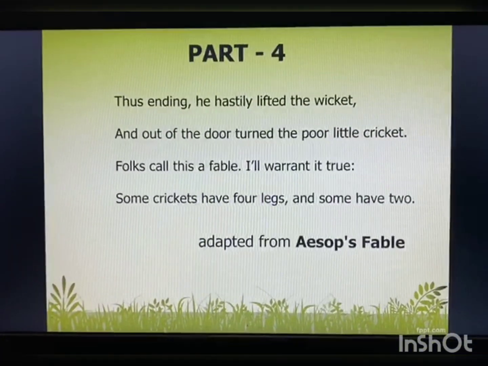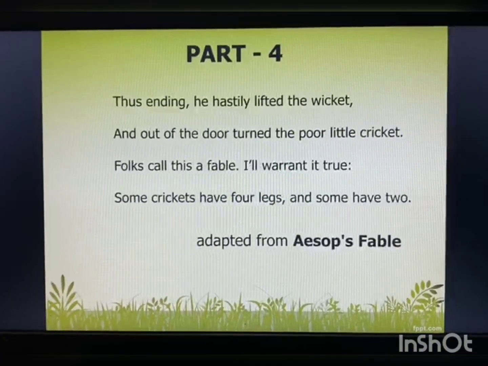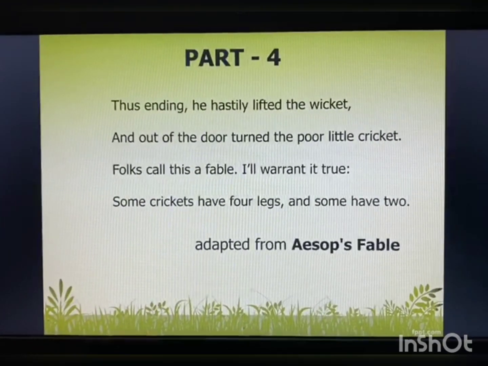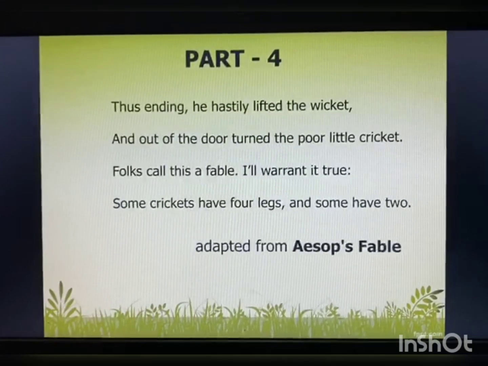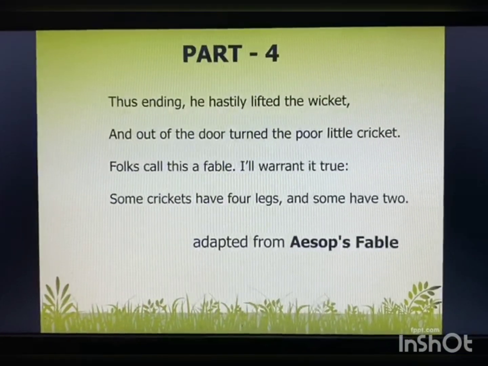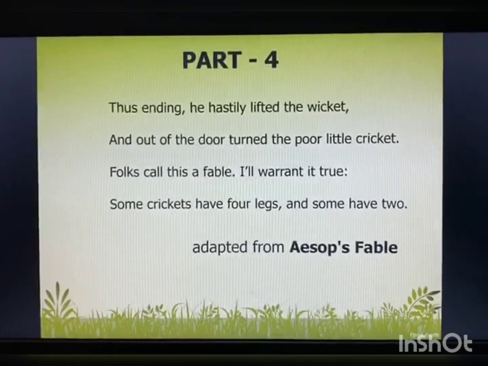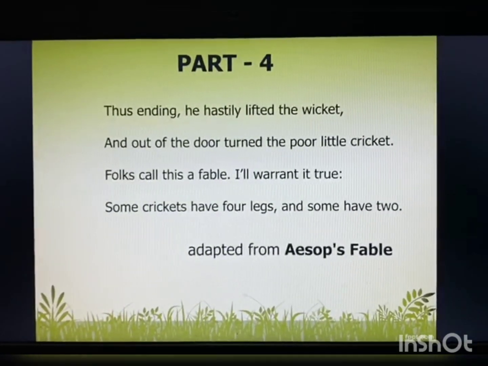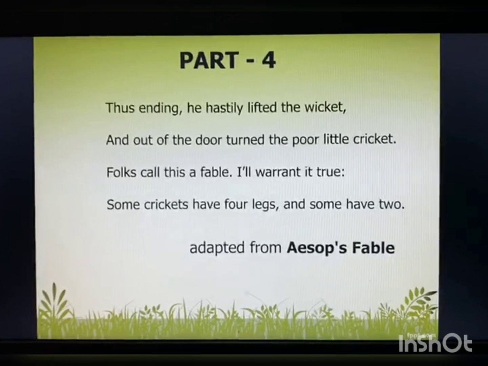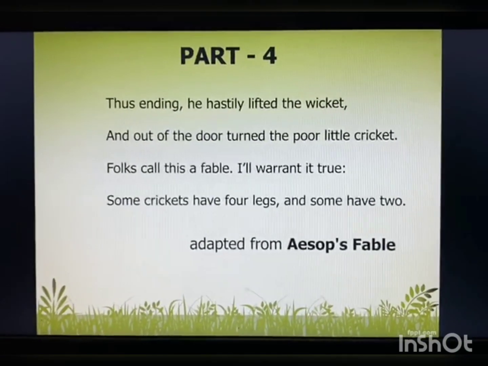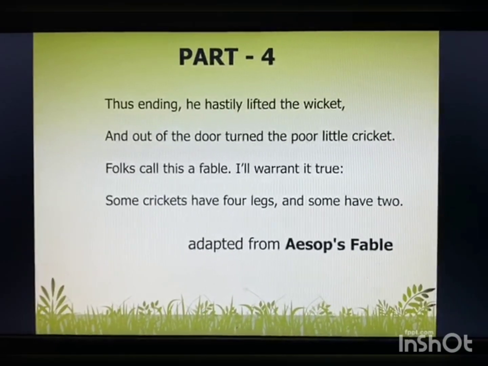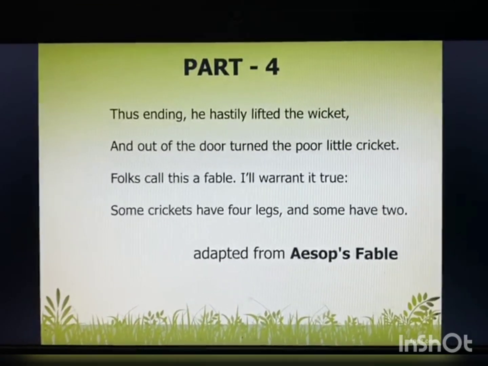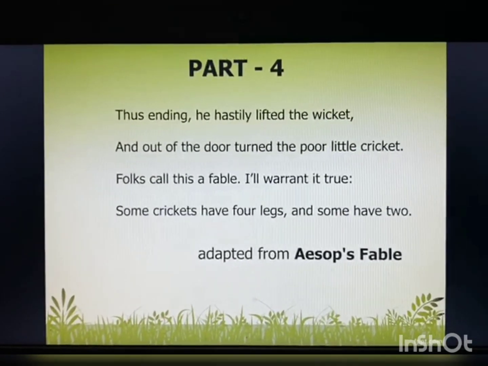Explanation of this part is like this. Listening to the cricket, the ant tells him that he was singing and enjoying during the spring and summer. Now he should do the same in the winter, and will go away. Saying all this, what did the ant do? The ant quickly ended the conversation with the cricket and pushed the poor cricket out of the door.